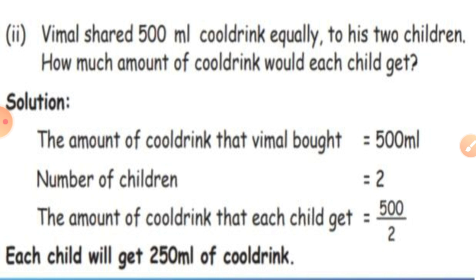So let's write the solution for this. The amount of cool drink that Vimal bought is equal to 500 milliliter, right? Next, number of children. How many children? It is 2. So that is equal to 2. After that, amount of cool drink that each child gets. That means for one child. What we will do? We will do division, right? So this 500 will be divided by 2.